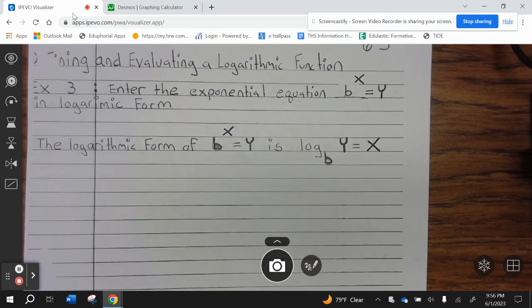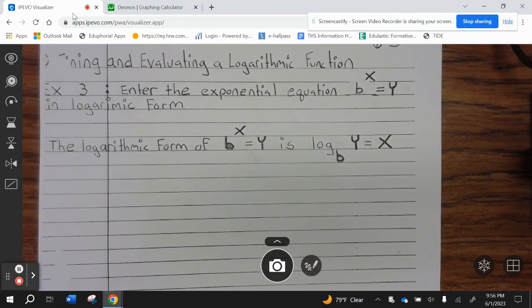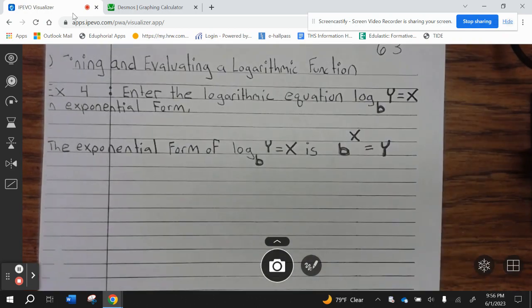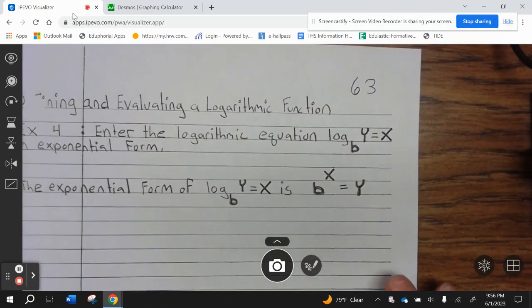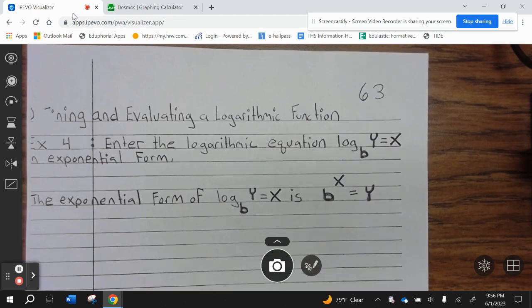Example 3. Enter the exponential equation b to the x equals y in logarithmic form. The logarithmic form of b to the x equals y is log base b of y equals x. Okay. Example 4. Enter the logarithmic equation log base b of y equals x in exponential form. The exponential form of log base b of y equals x is b to the x equals y. All right, go ahead and finish up.